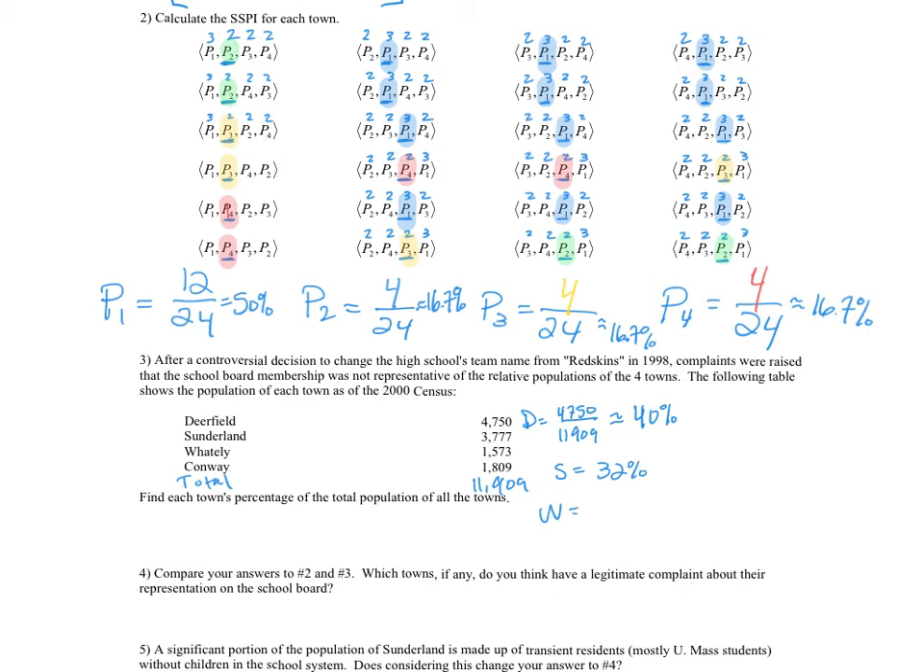Whately, do 1,573 divided by 11,909, and you get about 13%. And Conway, 1,809 divided by 11,909, and you get about 15%.